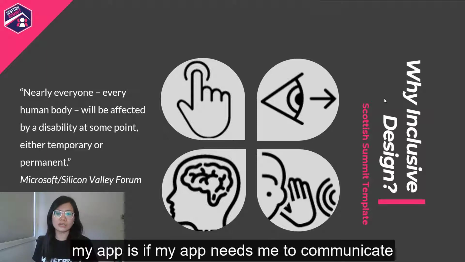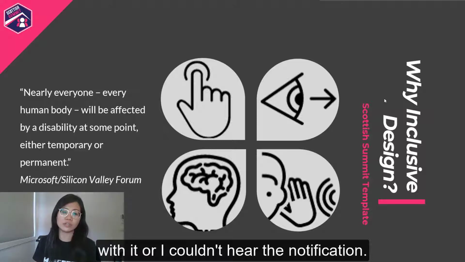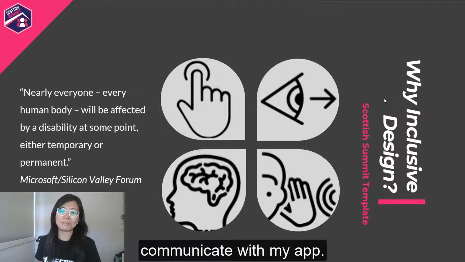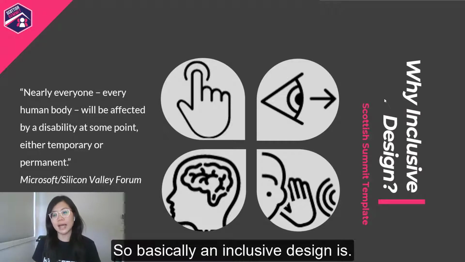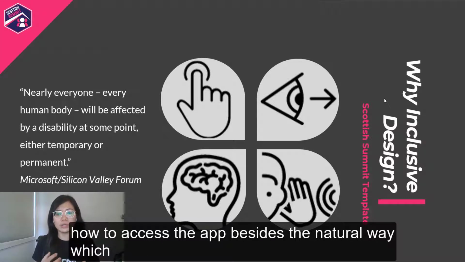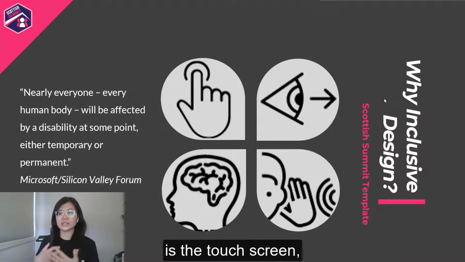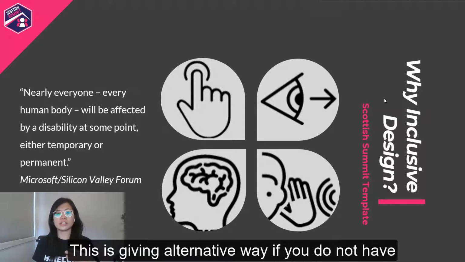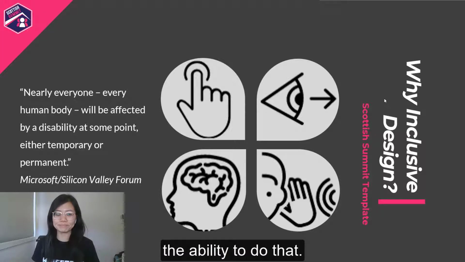So I couldn't access my app if my app needs me to communicate with it, or I couldn't hear the notification. So I need some other ways to be able to communicate with my app. So basically, an inclusive design is having an app design that gives you another option on how to access the app besides the natural way, which is the touch screen, the tap to open the app, the normal way that you do it. This is giving an alternative way if you do not have the ability to do that.